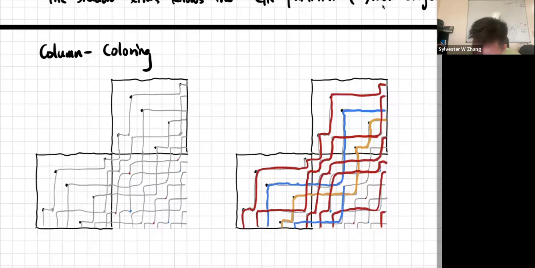This guy is actually colored blue because even though it's attached to an orange, here it's connected to a blue line, so it will inherit the smallest color. And this is blue and blue.